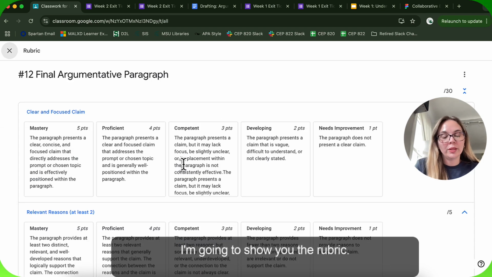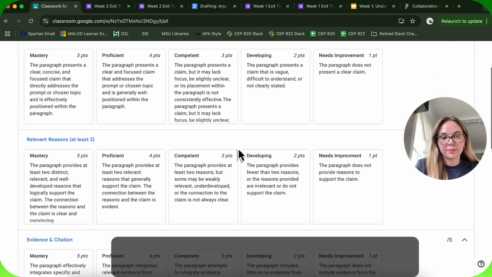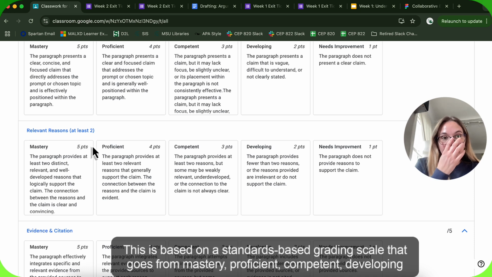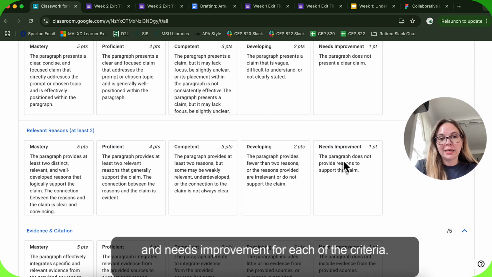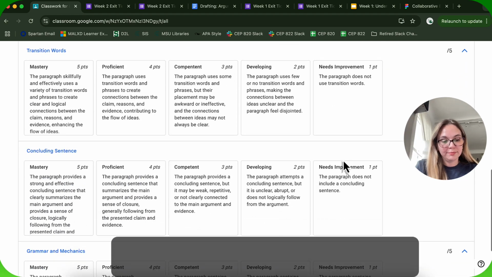I'm going to show you the rubric. This is based on a standards-based grading scale that goes from mastery, proficient, competent, developing, and needs improvement for each of the criteria.